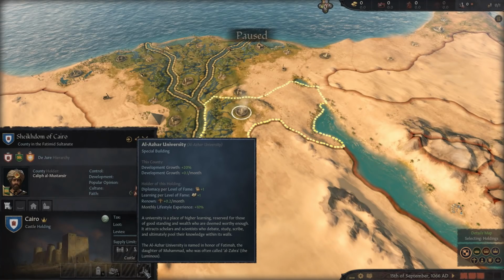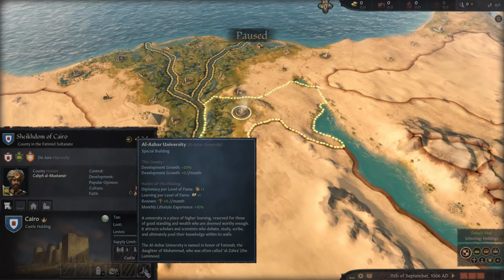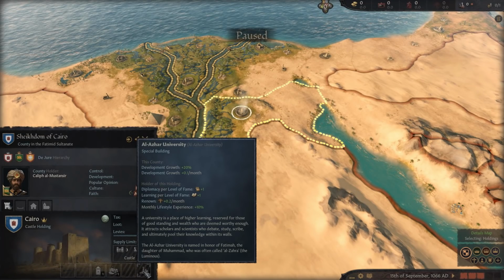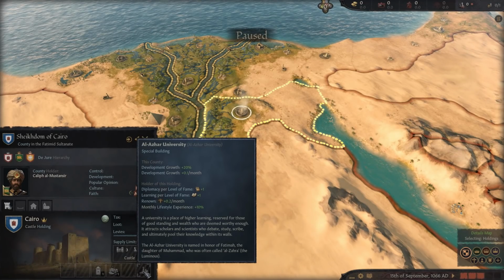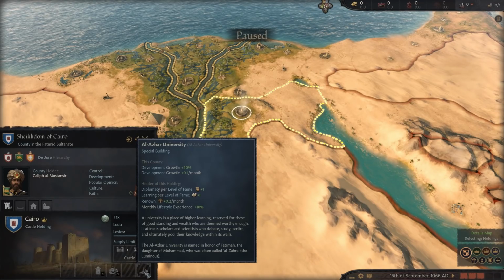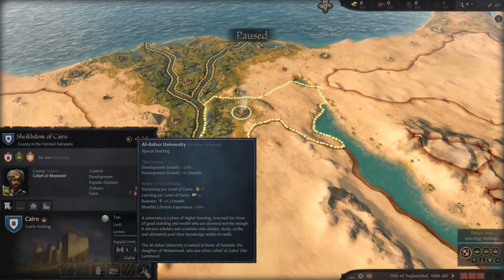Well, universities don't have holding effects. They all have county-wide effects and realm effects. So for the county, it'll give you a development growth of plus 20% as well as plus 0.1 per month. On top of that, diplomacy per level of fame, plus 1. Learning per level of fame, plus 1. Renown, plus 0.2 per month. And monthly lifestyle experience of plus 10%. So this is a pretty important one, in my opinion.